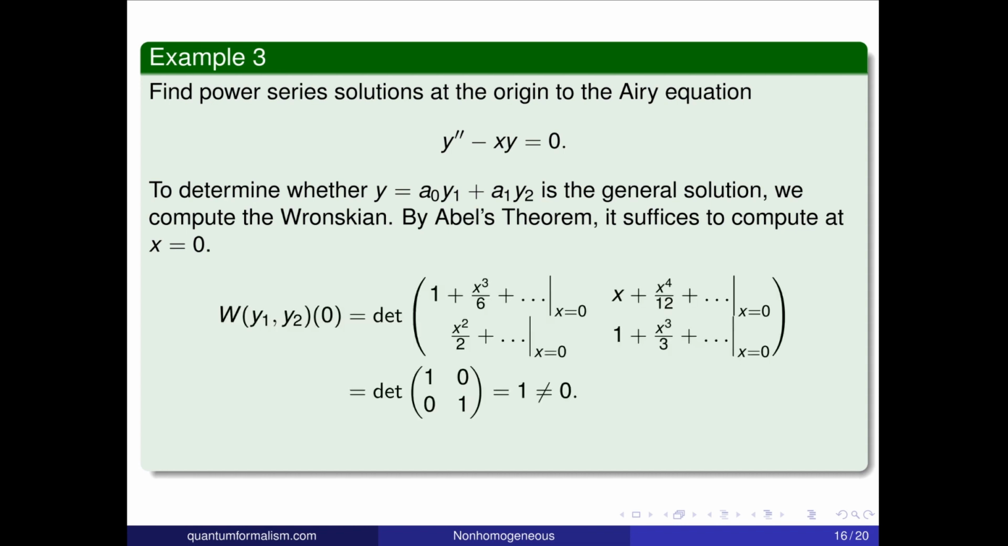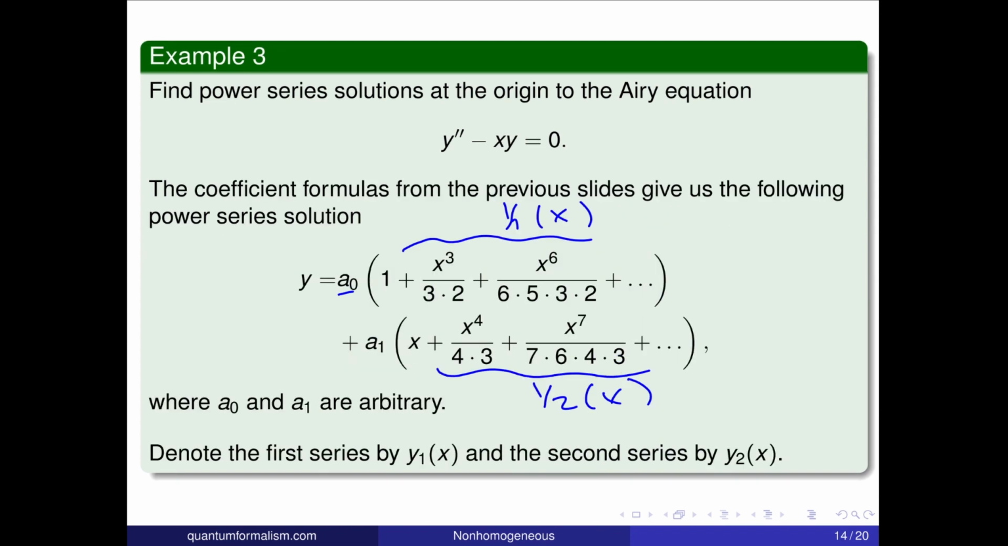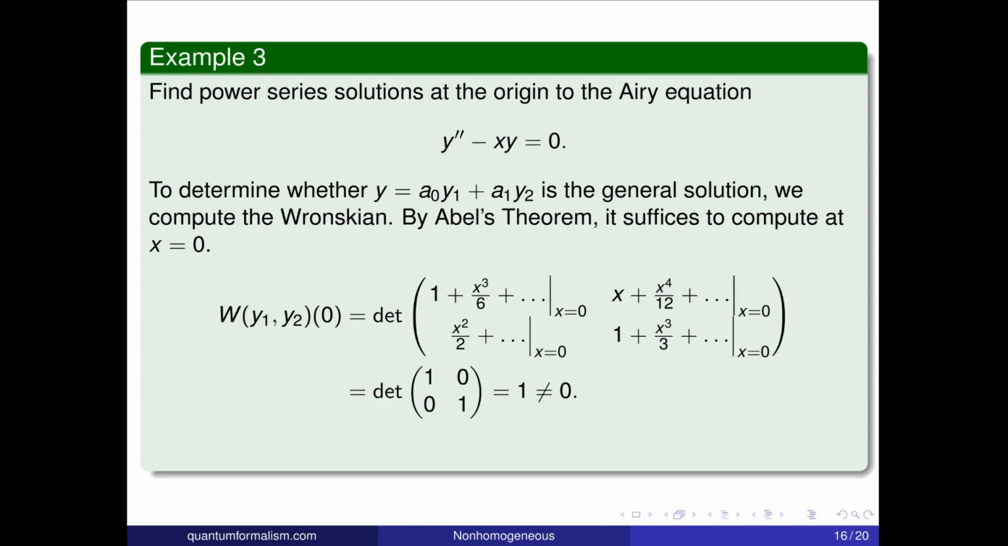So taking the Wronskian, we only need to look at the first terms because we're just going to plug in x equals 0 and everything else will go away. So the y1 series starts out as 1 plus x cubed over 6. The y2 series starts out as x plus x to the 4th over 12. So we'll throw in those formulas here and here.